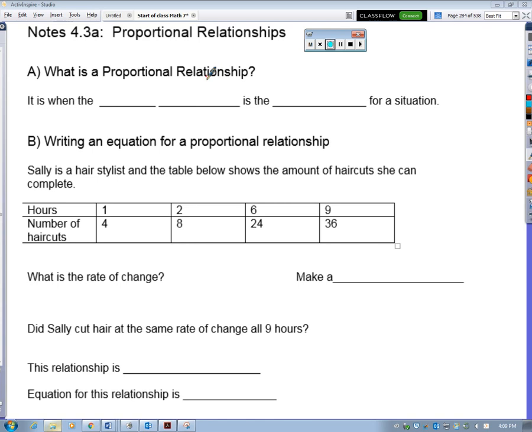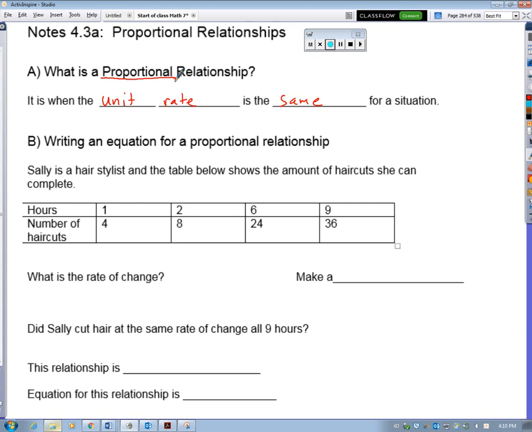It is when the unit rate is the same for a situation. Okay, like the speed of the train or the snow falling, it stayed the same for all of those situations. And when that happens, we call that proportional because it's constant.